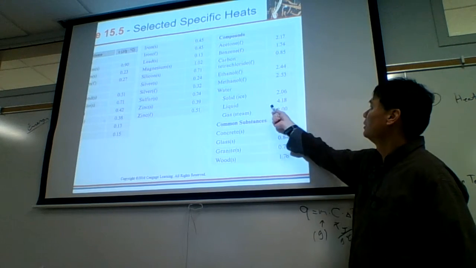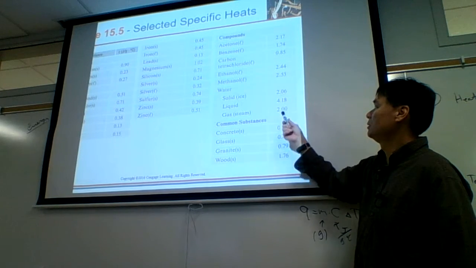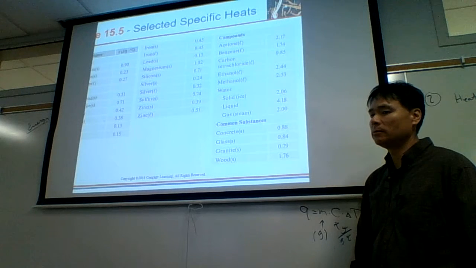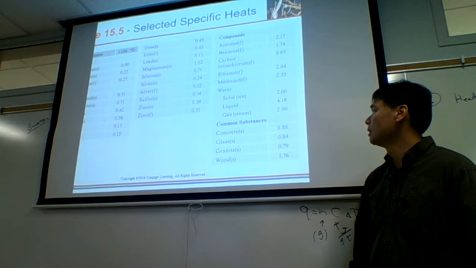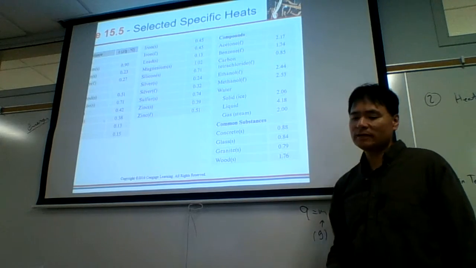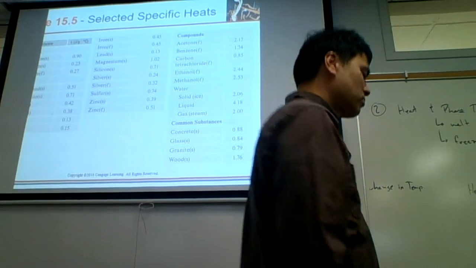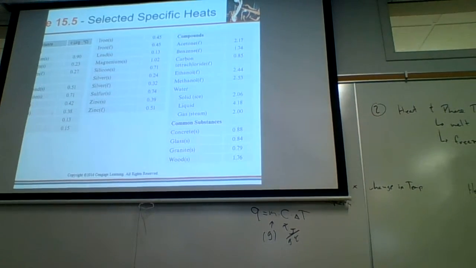Whereas for water, liquid water, it takes 4.18 joules of heat to raise 1 gram by 1 degree C. And so it takes a lot more heat. And so things with a high specific heat take a lot of heat, a lot of energy to warm up. Things with low specific heat don't take as much energy to warm up.